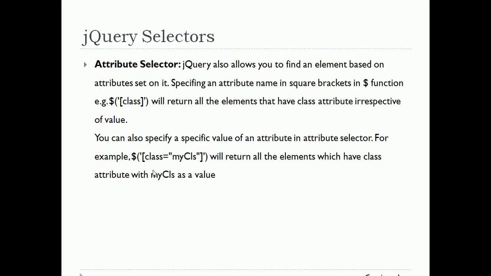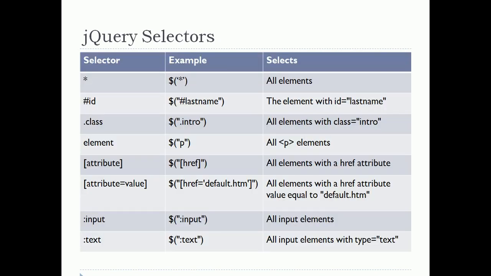So it will return all the elements which have a class with my CLS value. I hope you understand this. Definitely we are going to see this part practically also. Now let us see a few examples. Here I specified some selectors and here is an example.